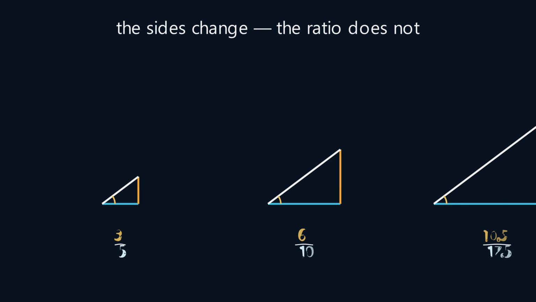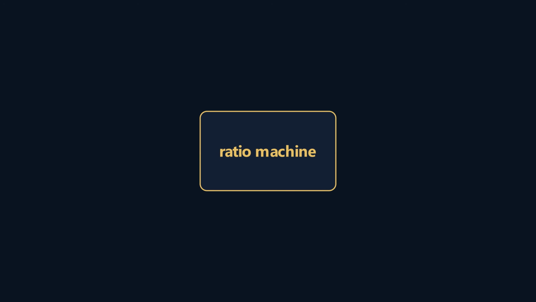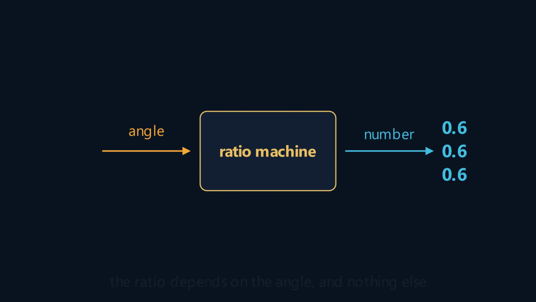Divide the tall side by the long side, and you get the same number for the small triangle, the big triangle, and every triangle in between. So the ratio does not depend on the size of the triangle. It depends on one thing only, the angle. Change the angle, the ratio changes. Keep the angle, the ratio is locked, which means we can stop thinking about triangles and start thinking about a machine. You feed in an angle, and out comes a number.